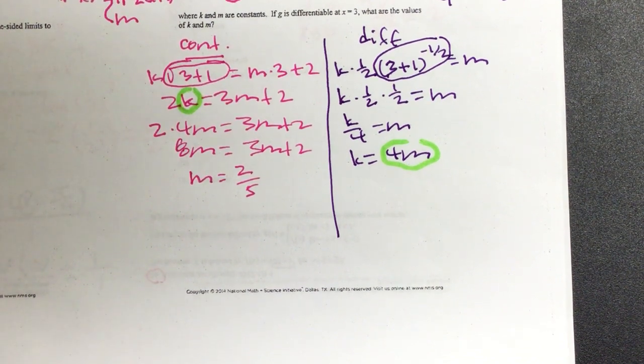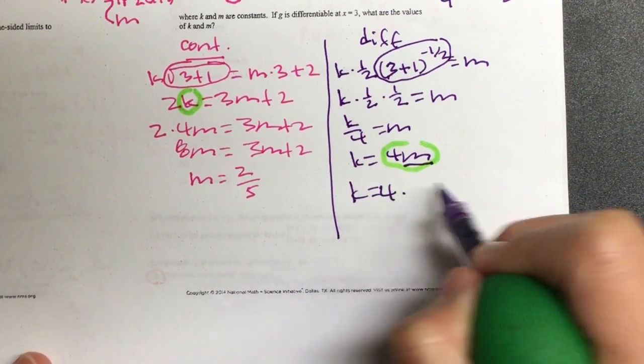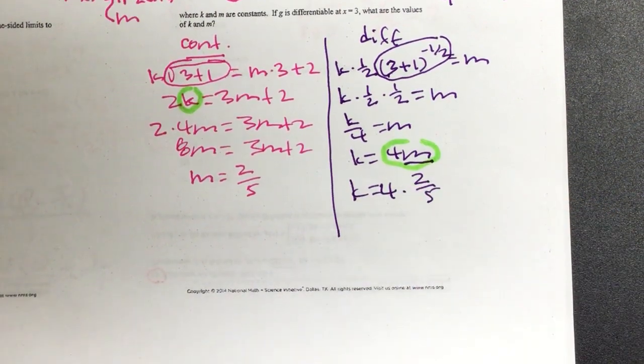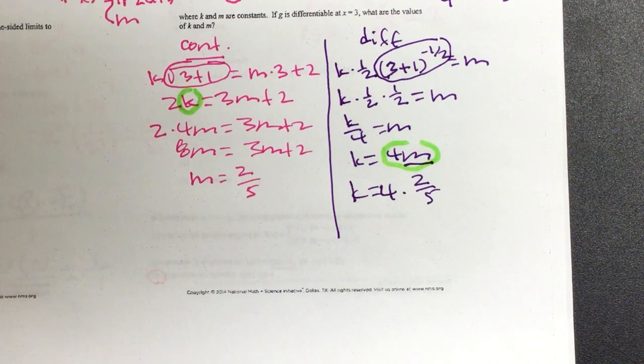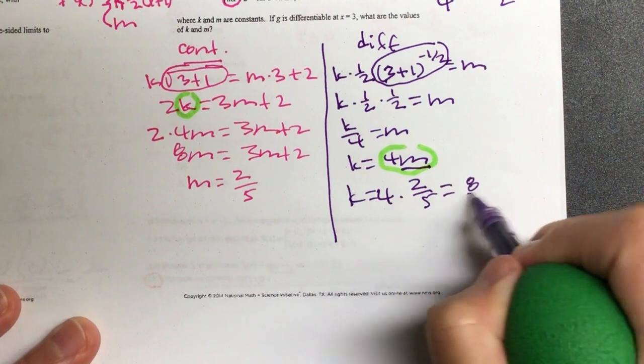Now we can plug the m into this value right here. So our k is equal to 4 times 2/5. Can I leave it like this and not simplify further? Yes, on the free response, leave it just like that. If you want to go ahead and multiply it out, go for it. But if we did, what would this give us? 8 over 5.